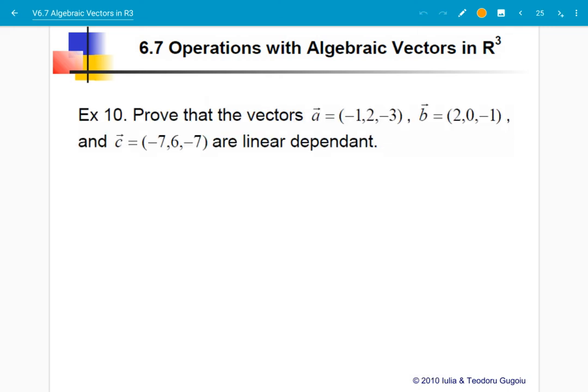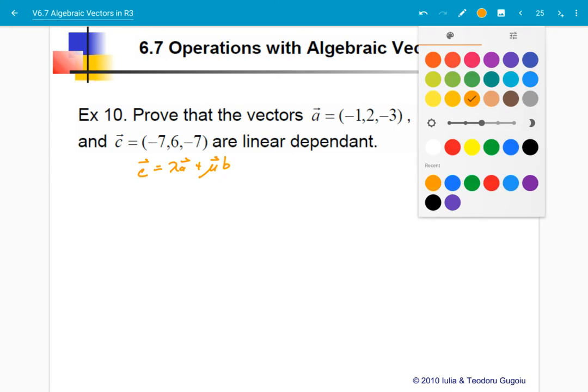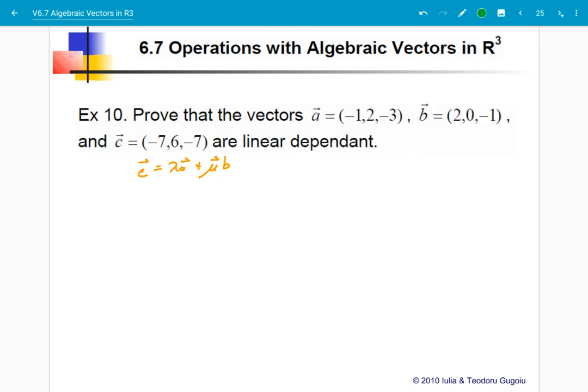Prove that the vectors A, B, and C are linearly dependent. Okay, so I need to find a lambda and a mu that'll make C equal to lambda A plus mu B. Now, C is -7, 6, -7. A is -1, 2, and -3. And B is 2, 0, -1.